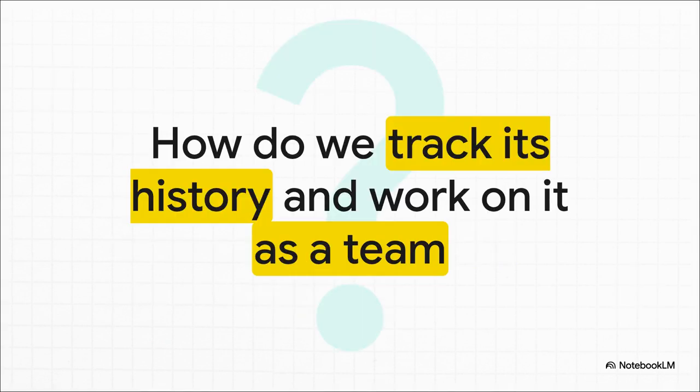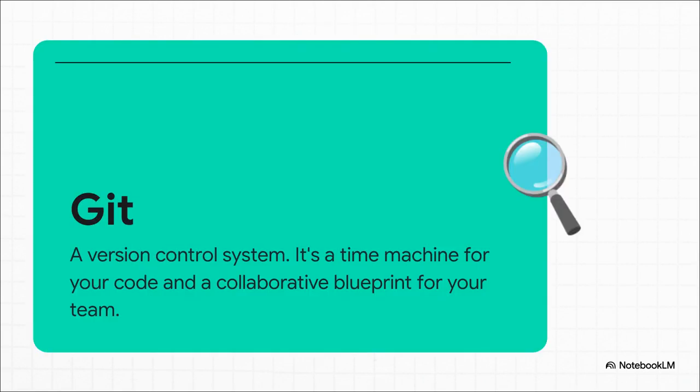Fantastic. Our app is now powerful, organized, and safe. But let's be real, software is never built by just one person. And it's never really finished, is it? It's always evolving. So how do you manage a whole team working on the same code without it turning into total chaos? The answer is Git.